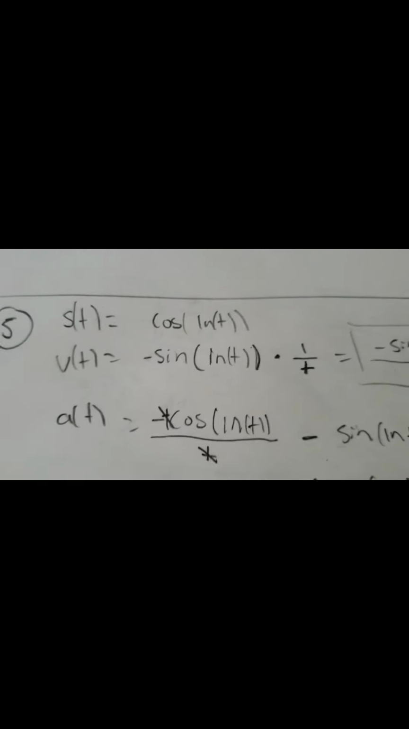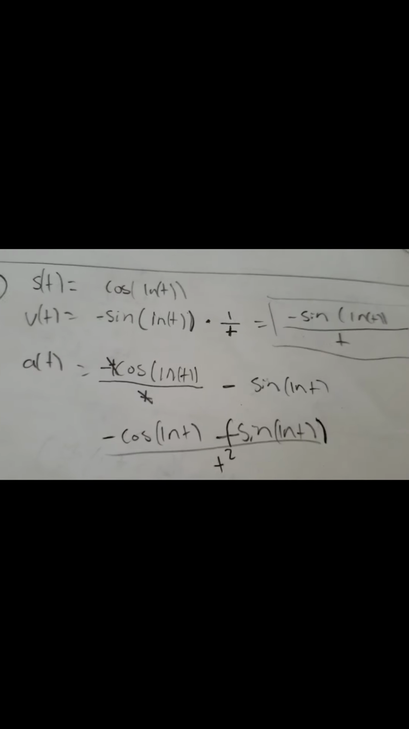The function for distance is s of t. V of t, the function of velocity, would be the derivative of that, which is negative sine ln t over t. And then the function for acceleration is the derivative of that. So you get negative cosine ln t minus negative sine ln of t over t squared, which is the same thing as negative cosine ln t plus sine ln of t over t squared.